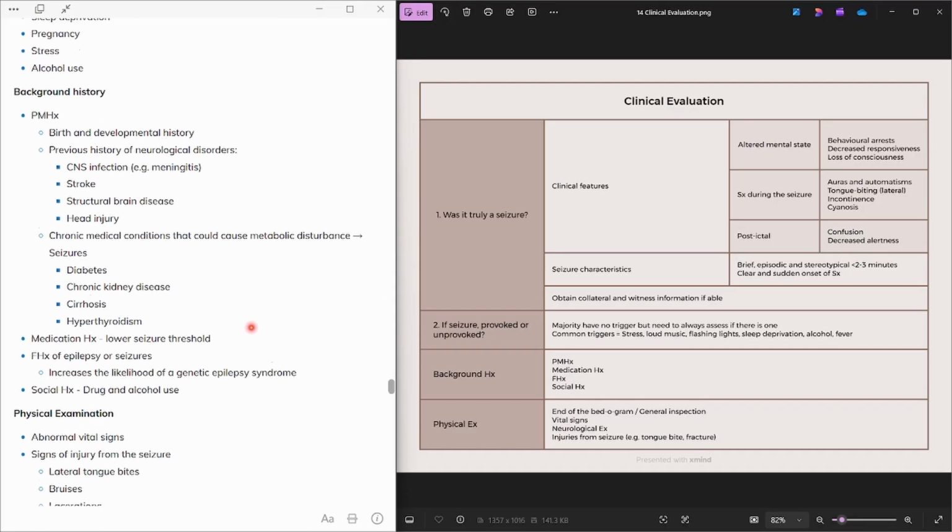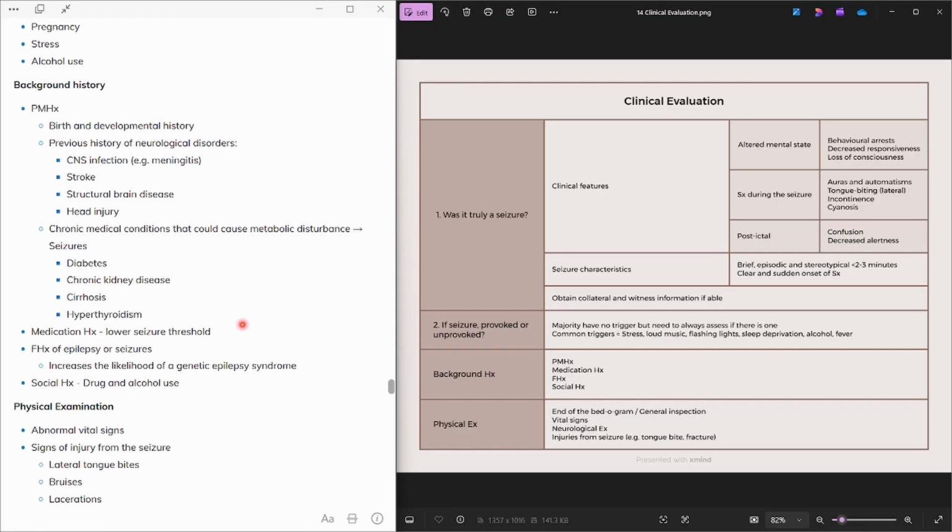We then ask the patient their background history, including a past medical history, which covers their birth and developmental history, and any previous history of neurological disorders, such as any CNS infections like meningitis, any history of stroke, structural brain disease, or any head injuries in the past.